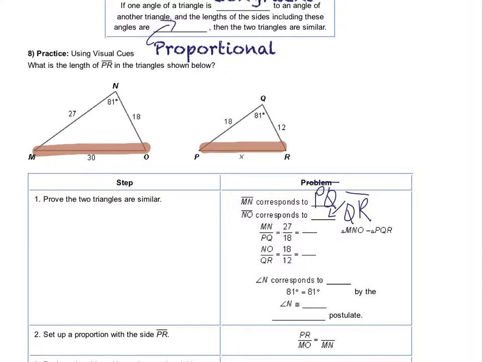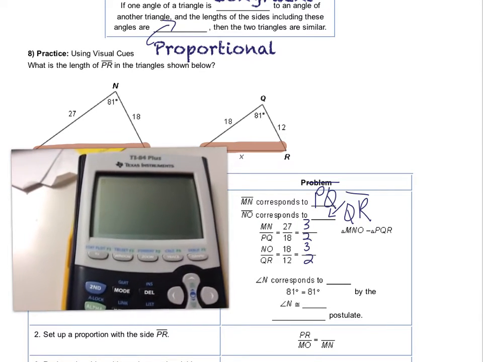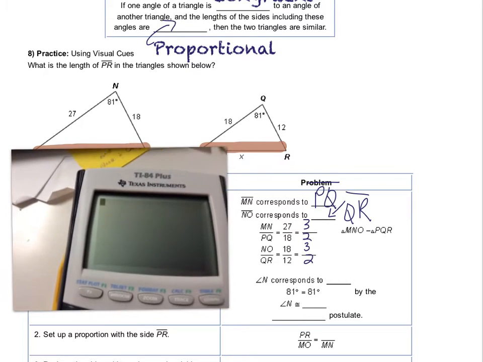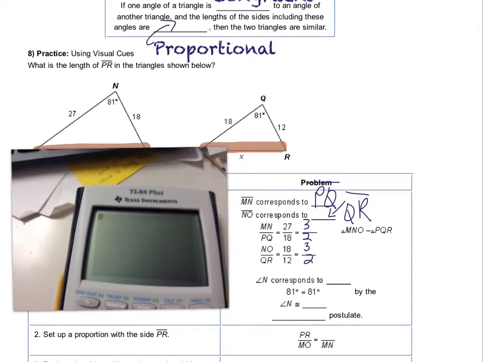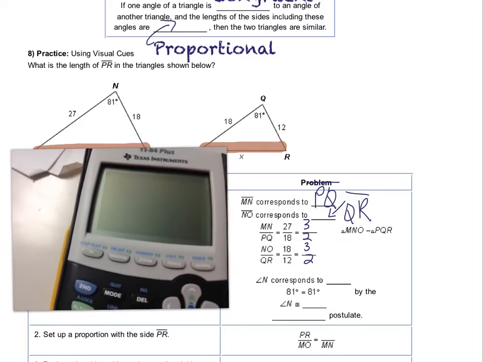So MN over PQ has ratio 27 over 18, which actually reduces to 3/2. And NO and QR has a ratio of 18 over 12, which reduces to 3/2. Okay, so I just want to show you, and hopefully it's not blurry, what I did to get the 3/2. If you can't do it by hand, that's okay.